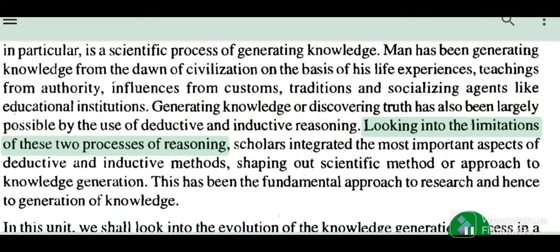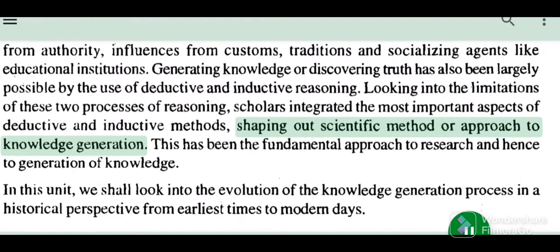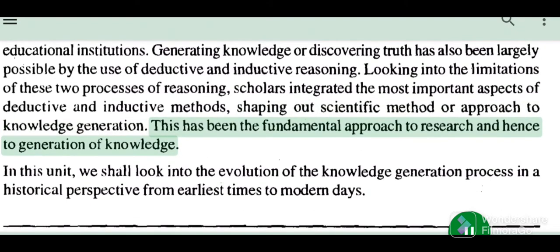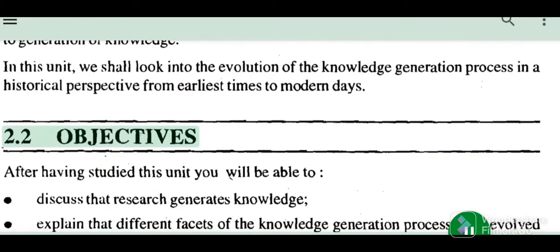Looking into the limitations of these two processes of reasoning, scholars integrated the most important aspects of deductive and inductive methods, shaping out the scientific method or approach to knowledge generation. This has been the fundamental approach to research and hence to generation of knowledge. In this unit, we shall look into the evolution of the knowledge generation process in a historical perspective from earliest times to modern days. 2.2 Objectives.